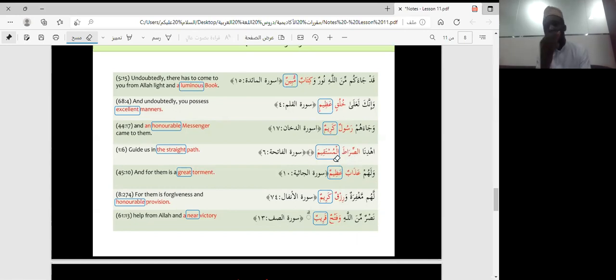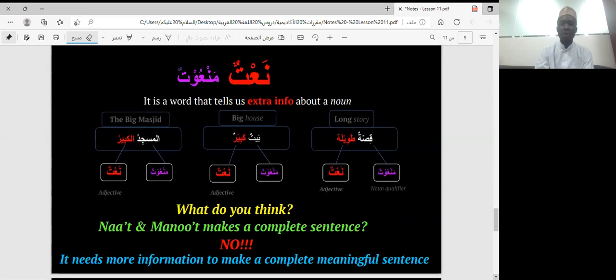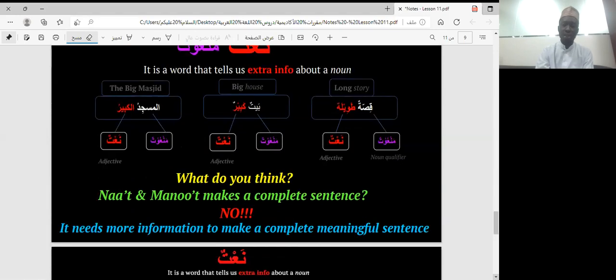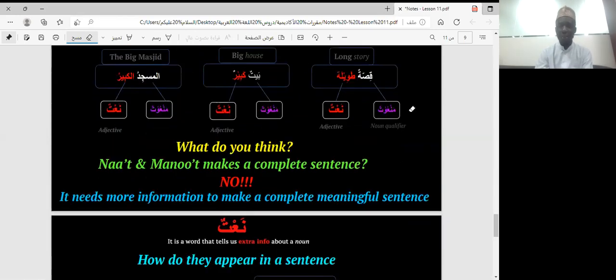There must be a definite article in what? In the na'at as well, the straight path. And they both are what? Masculine. Adhabun azimun, rizqun karimun, fathun qaribun. So we have na'atun and man'ut. It's a word that has extra information. We have read that before.